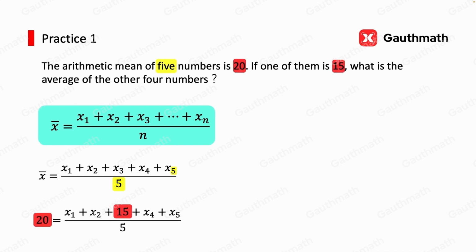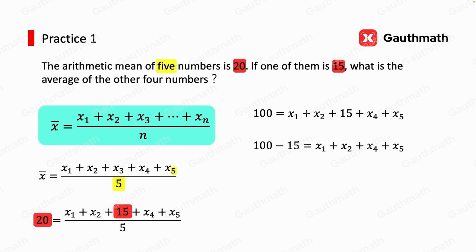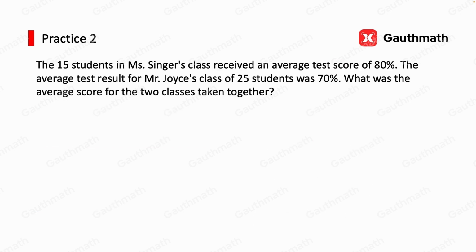Rearranging the formula, we get 100 equals x1 plus x2 plus 15 plus x4 plus x5. In other words, the sum of the 5 numbers is 100. And if we subtract 15 from both sides, we have the sum of the remaining 4 numbers equal to 85. And since we want the average of the remaining 4 numbers, we just divide 85 by 4, and we get 21.25.